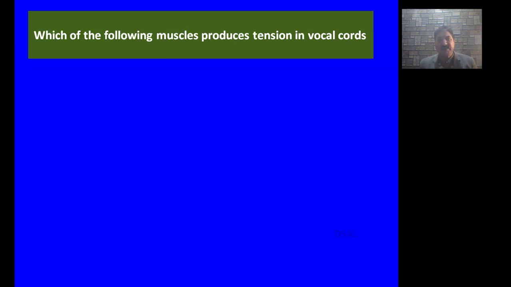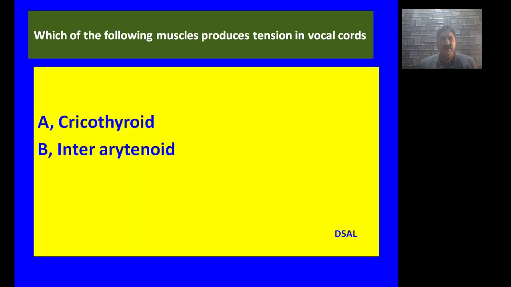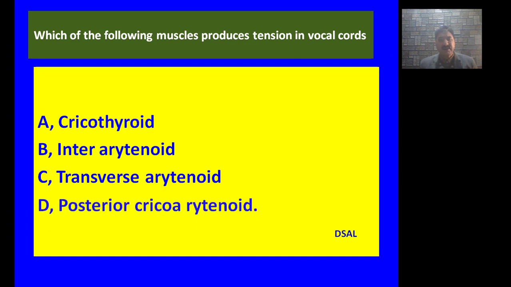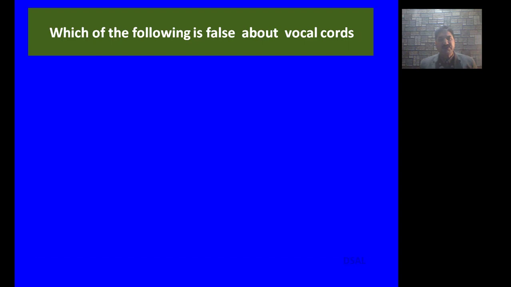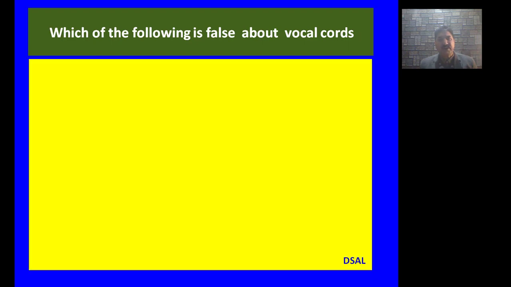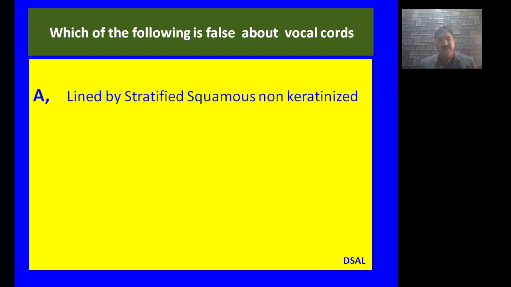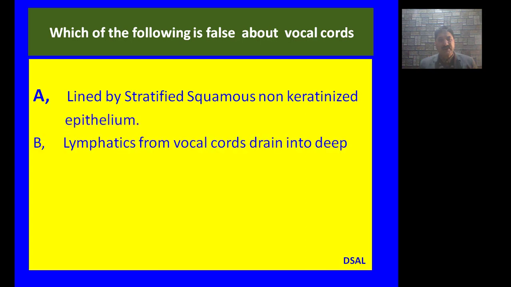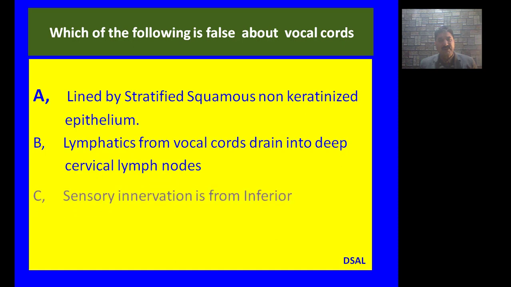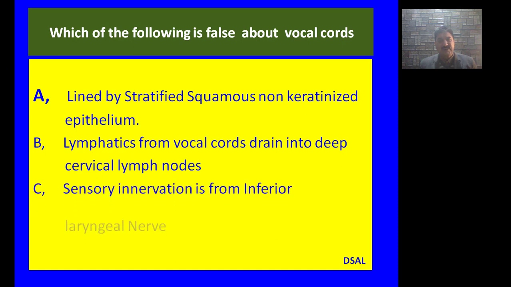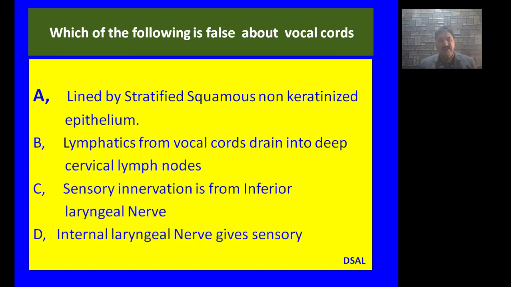Which of the following muscles produces tension in vocal cords? Cricothyroid, interarytenoid, transverse arytenoid, posterior cricoarytenoid. A is the correct option. Which of the following is false about vocal cords? They are lined by stratified squamous non-keratinized epithelium. Lymphatics from vocal cords drain into deep cervical lymph nodes. Sensory innervation is from the inferior laryngeal nerve. Internal laryngeal nerve gives sensory innervation.